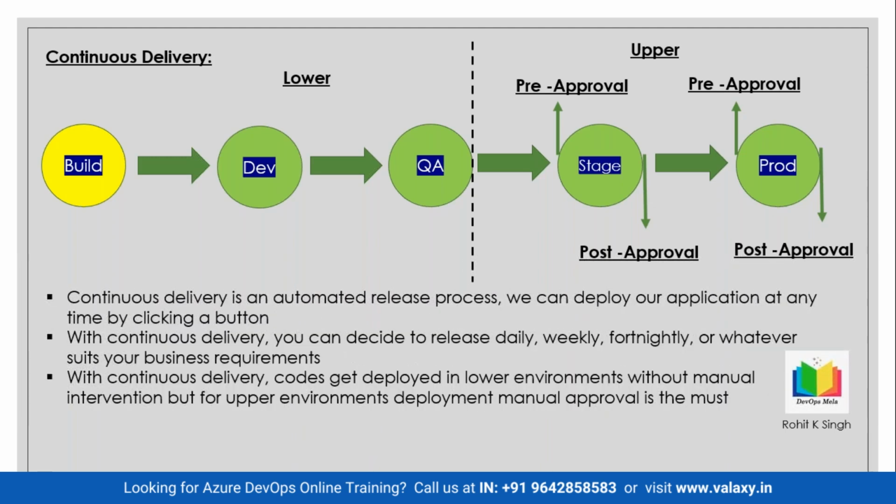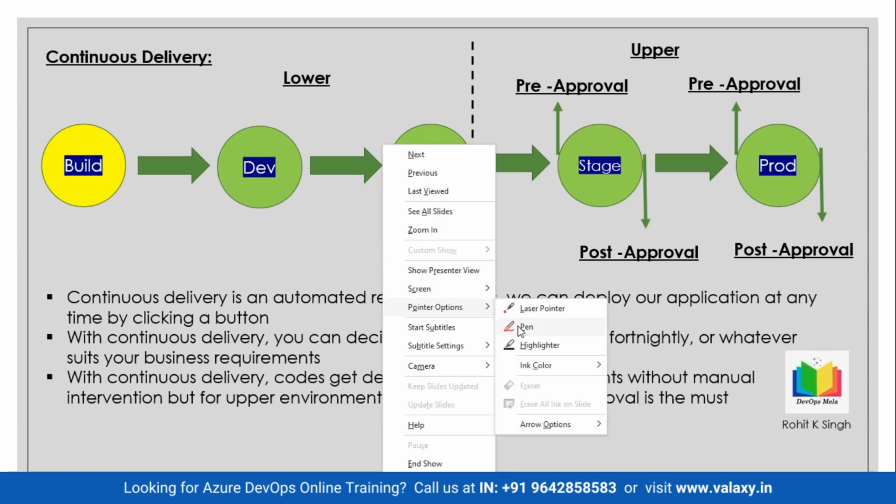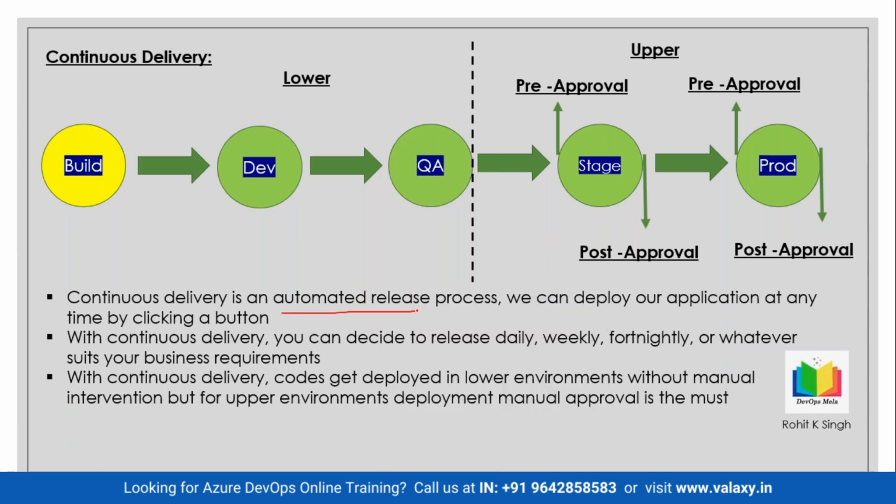If you ask me, the continuous delivery model is an automated release process. We can deploy our application at any time by clicking a button. So there is a human who comes in and clicks that button after reviewing, but it's still an automated process, guys. As I said, it's an automated process.